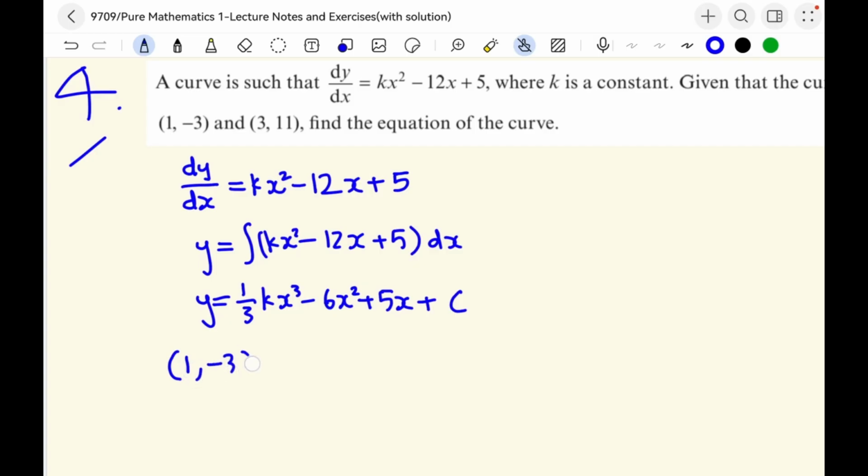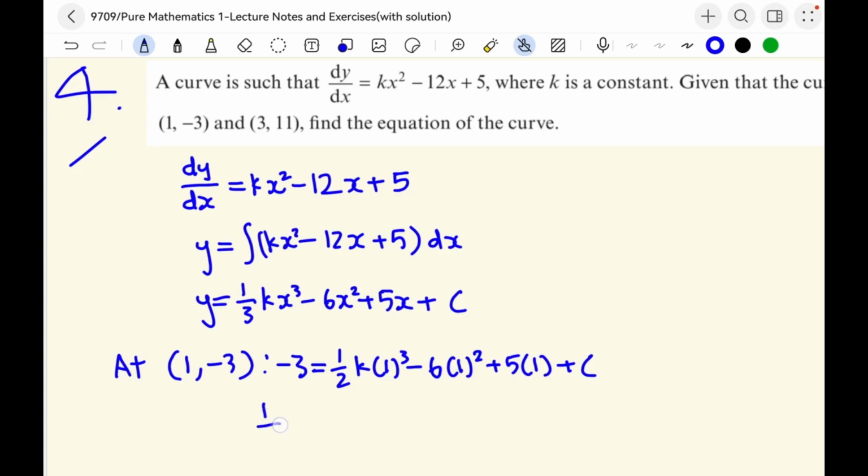At (1, -3) as the first point that lies on the curve. So y is -3. What is x? It's 1. Doing it this way, you will get two terms, which is half k plus c is equal to -2. This is your first equation.